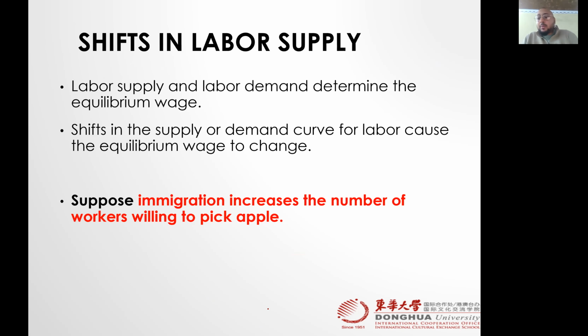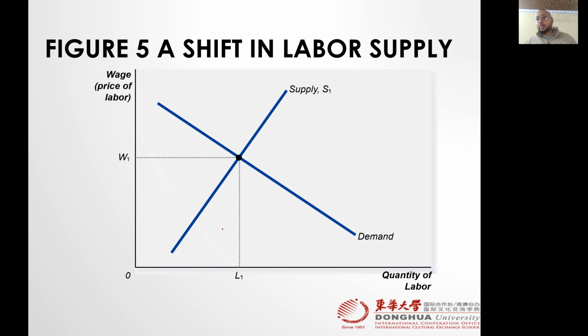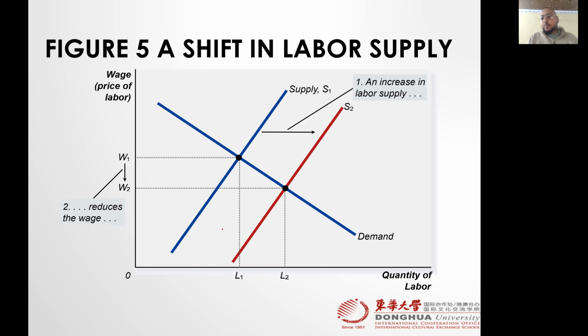Now shift in labor supply. What will happen if there is a shift? Do we have a new equilibrium? Yes, we do. So the labor supply and labor demand determine the equilibrium wage. So suppose immigrants increase and the number of workers willing to pick the apples also increases. So what will happen? Supply shifts to the right. When supply shifts to the right, what happens? Wages decrease and we have more workers available to pick the apple. All right.